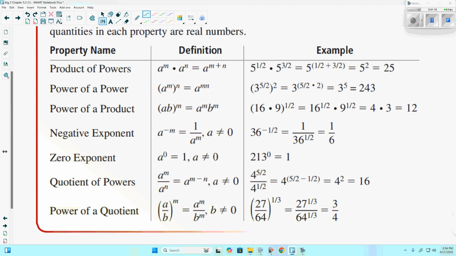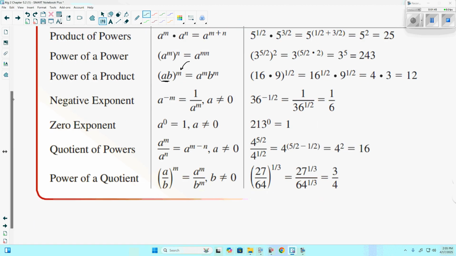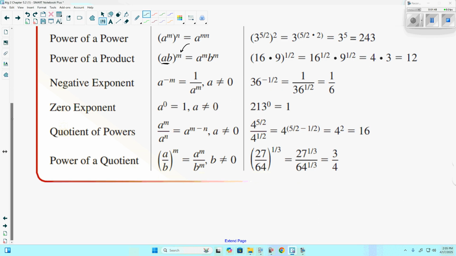Power of a product. If we have two things being multiplied together and they are both being put to the same power, we can apply that exponent to both terms. Negative exponent. If the exponent's negative, we can move it from the top of the fraction to the bottom or bottom to the top, and the exponent changes from positive to negative or negative to positive. And again, we've been using these properties already. Zero exponent property. A to the 0 equals 1 as long as A is not 0. 0 to the 0 does not work.